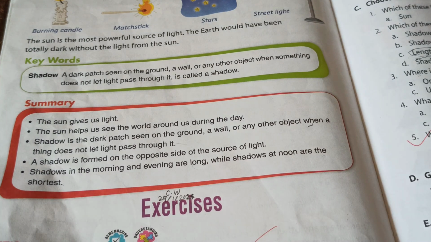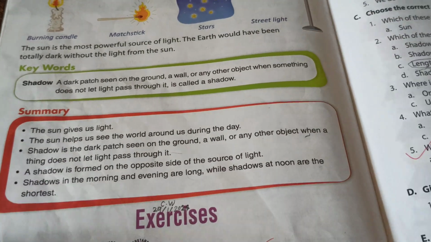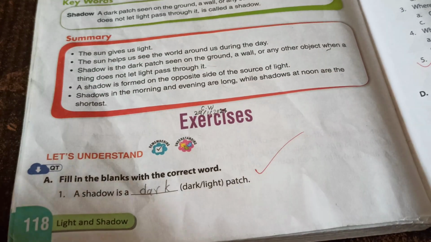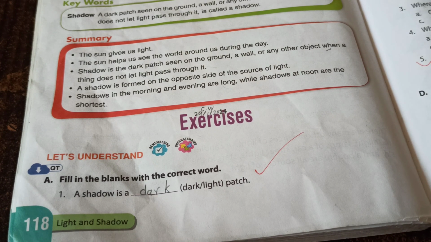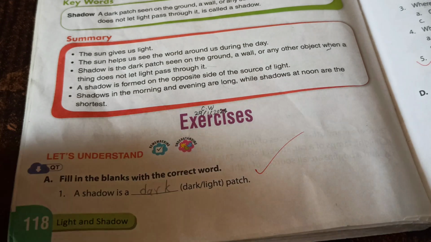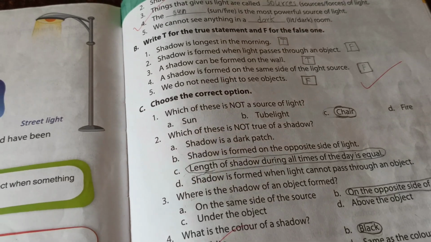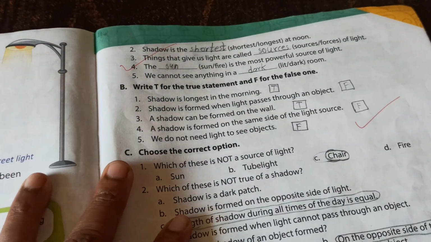Now I hope you all understood this chapter. Now exercise question and answer time. Okay, fill in the blanks with the correct word. A shadow is a dark patch. There is an object. Choose the correct word and write it down to fill up the sentence.